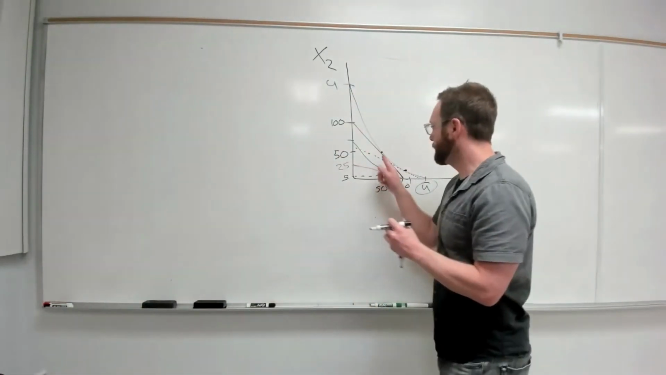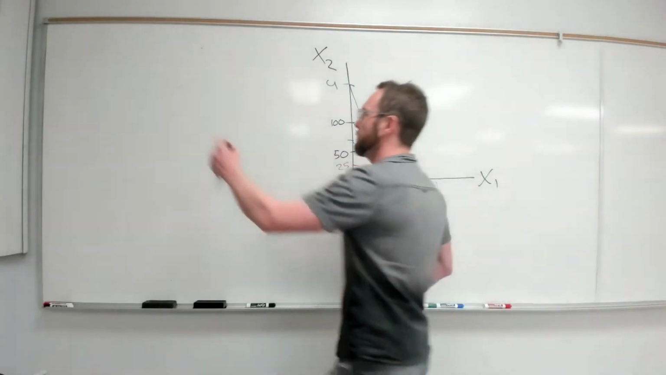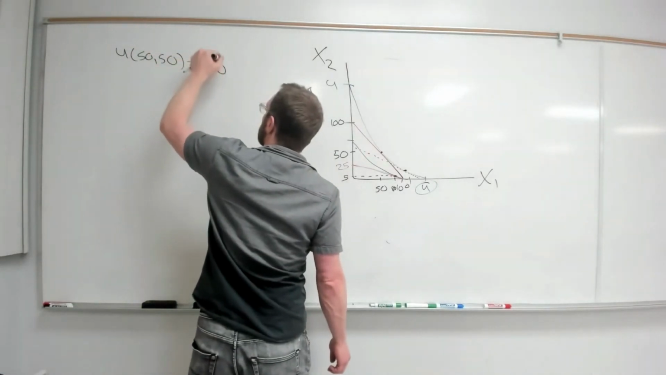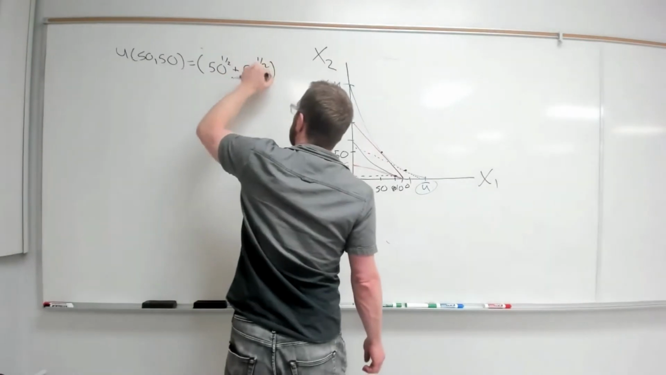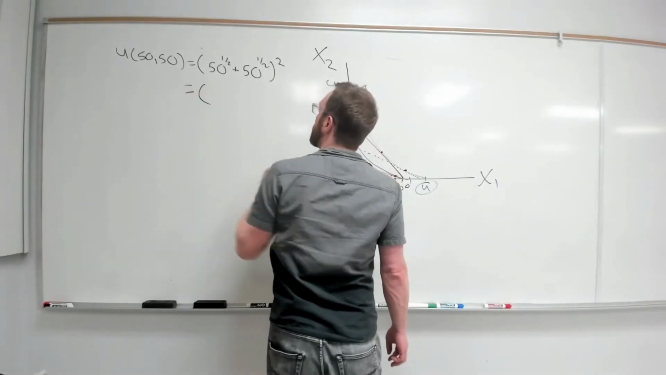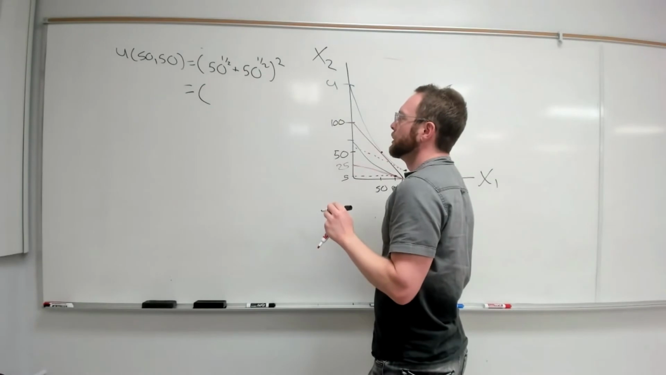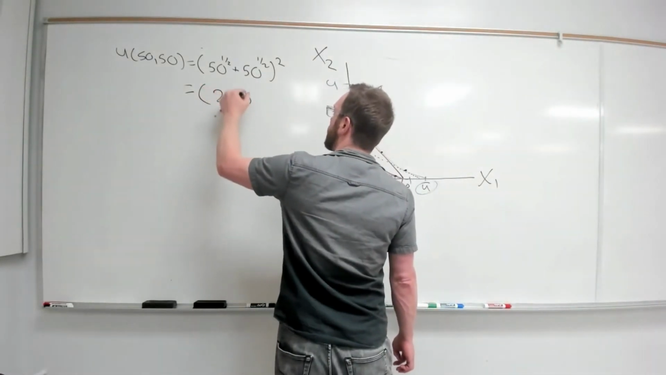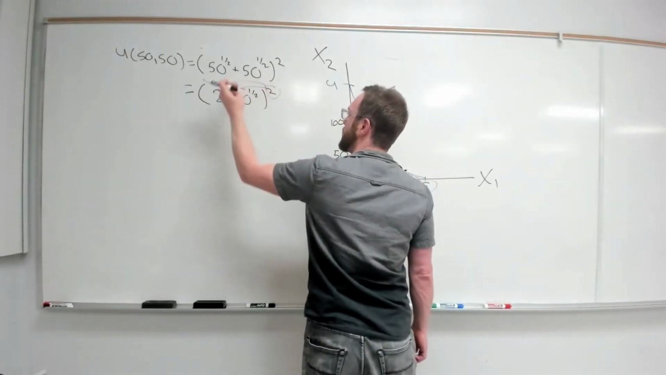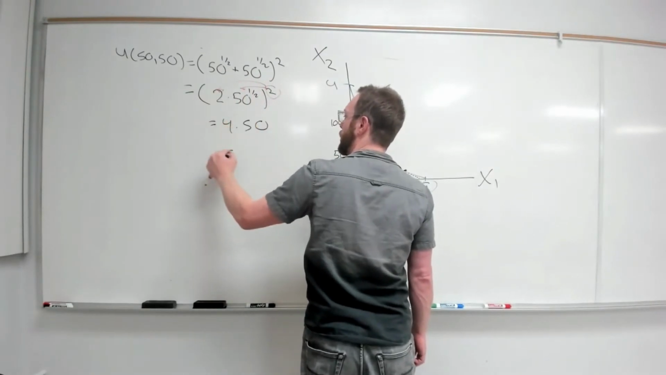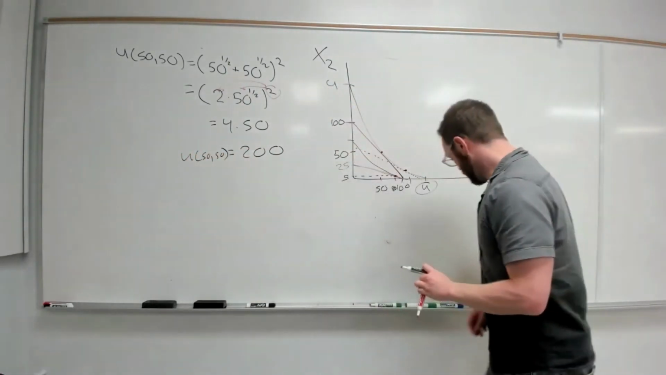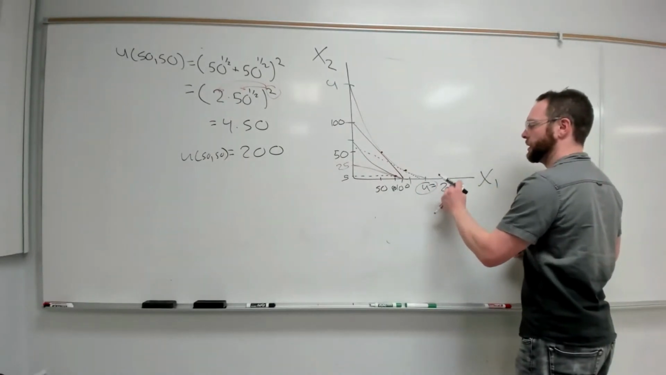So in the first point, we had a consumption of 50-50. So I'm just going to plug that in. Let's see what utility was. Should I use a calculator? We have 2 times 50 to the 1/2, all squared. So if I distribute that squared to both terms here, we'll get 4 times 50, or 200. There we go. So now I know this utility is 200.